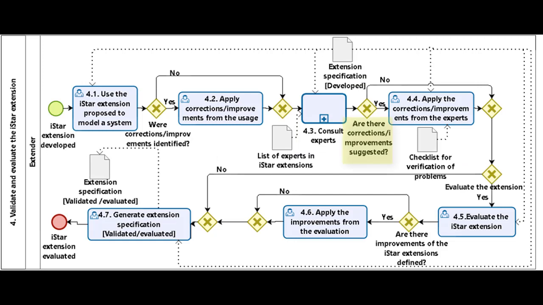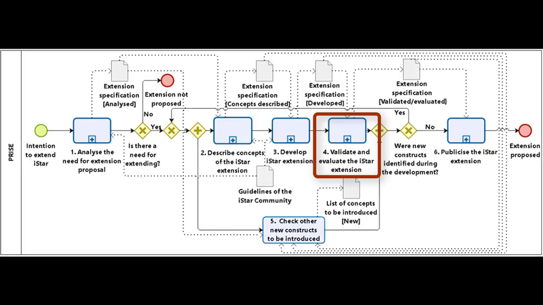Let's now return to sub-process 4. Therefore, if the expert suggests corrections or improvements, the extender should apply them and use the checklist again to check if the absence of problems has been kept. The extensions should be evaluated by a qualitative and quantitative study. If there are improvements identified during the evaluation, they should be applied to the extension. And finally, the extension specification validated is generated. The flow returns to the main process after the sub-process 4.